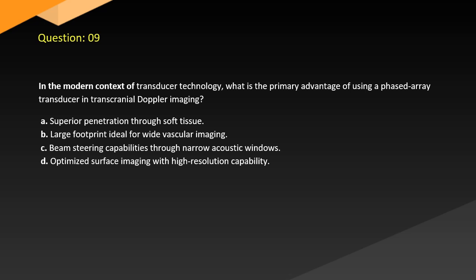Question 9. In the modern context of transducer technology, what is the primary advantage of using a phased array transducer in transcranial Doppler imaging? A. Superior penetration through soft tissue. B. Large footprint ideal for wide vascular imaging. C. Beam steering capabilities through narrow acoustic windows. D. Optimized surface imaging with high resolution capability.